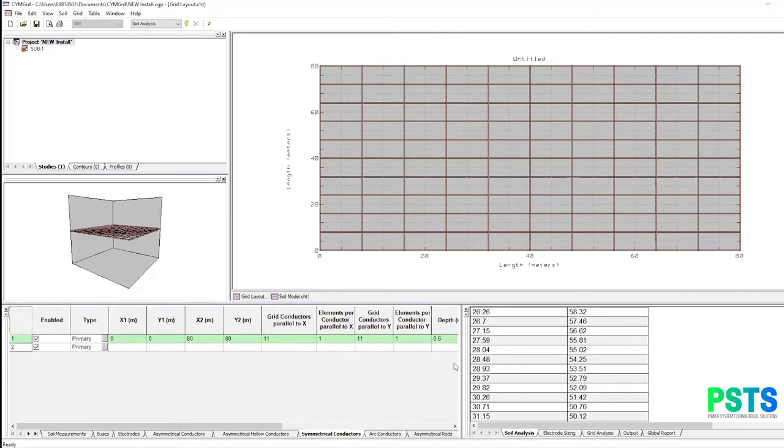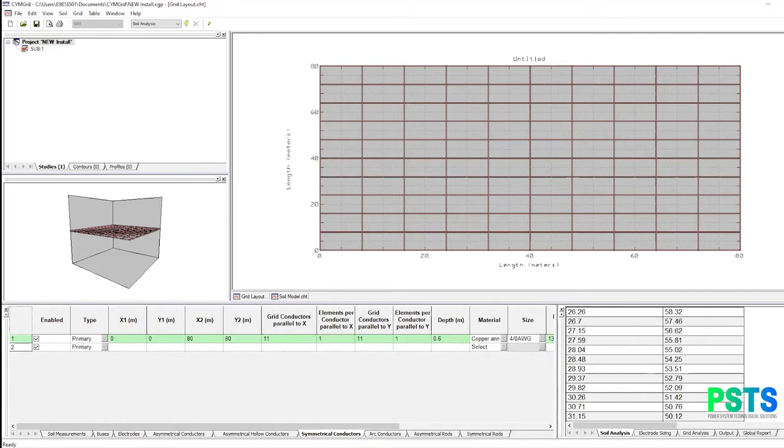All right. So the grid is built for you. Now, what did I tell you? I put 11 conductors parallel to X. So 1, 2, 3, 4, 5, 6, 7, 8, 9, 10, 11. And 11 parallel to Y.